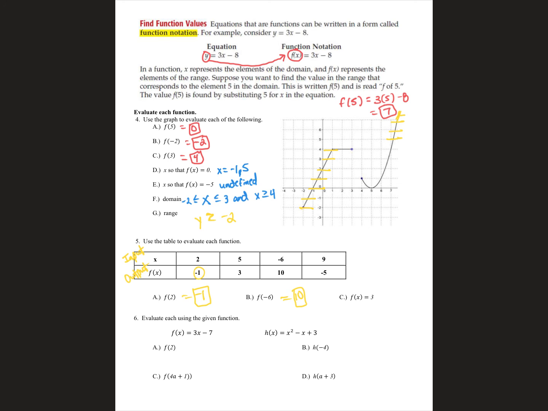And letter C, now we're asked to find what input value of x gives me an output value of 3. So when do we have an output value of 3? Right here. Output value of 3 is when x is 5. So 5 had to be my input.